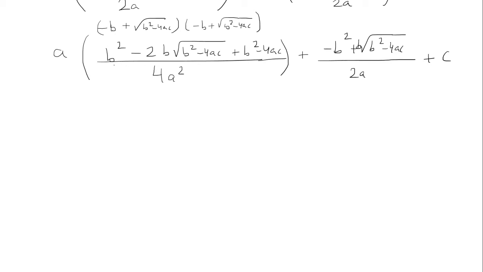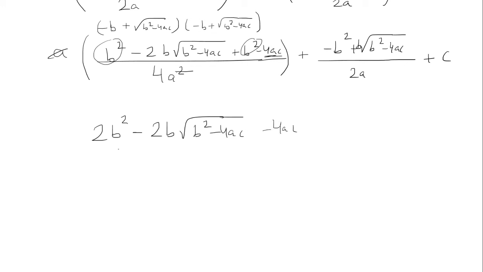Okay. Now for the first fraction, one of the a's is going to cancel. And then I have b squared plus b squared, which gives me 2b squared. And then I have minus 2b square root of b squared minus 4ac. And then we have the negative 4ac left. That's all going to be over 4a.